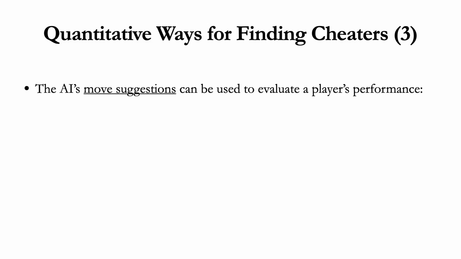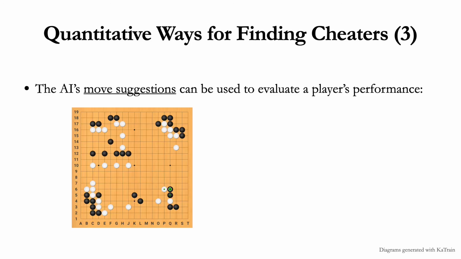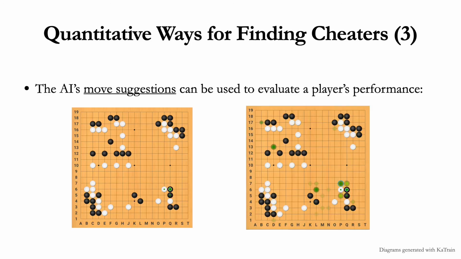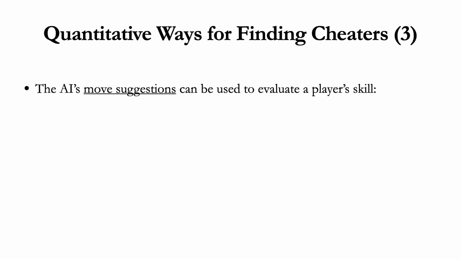Thirdly, we can simply evaluate how similarly a player played compared to our AI. Here we have the board position from before. The AI has a number of moves that it considers, shown with the green circles on this board. The darker the green, the better the AI evaluates that move. We can get this information at all points of the game. Consequently, we can track how similar a player's play was to the AI's.